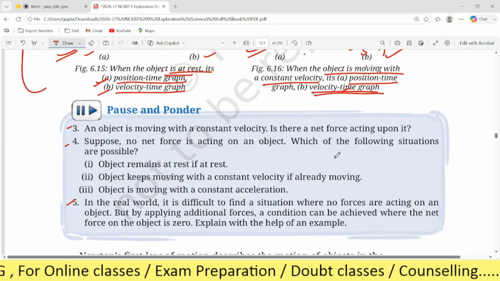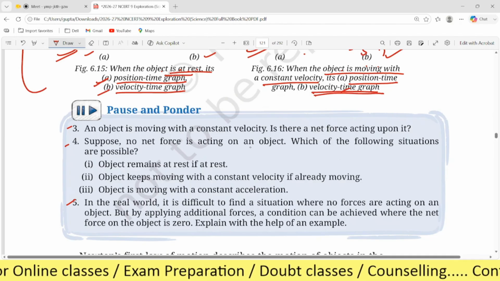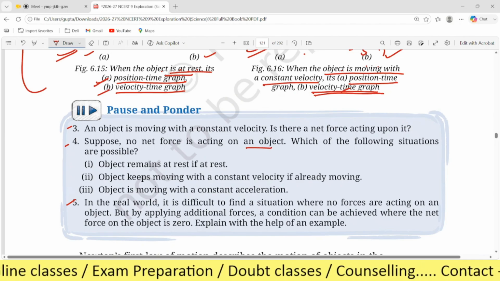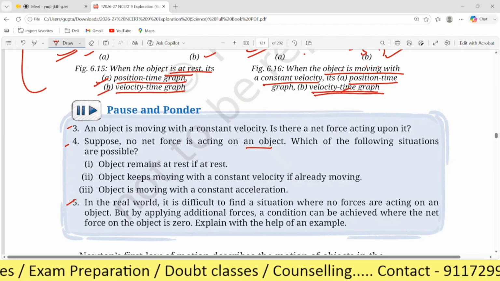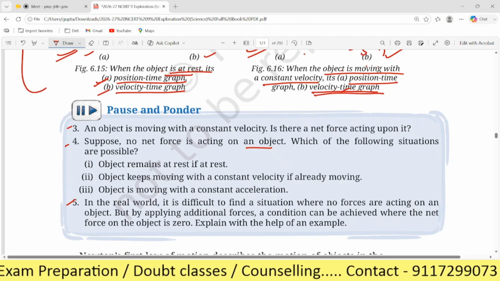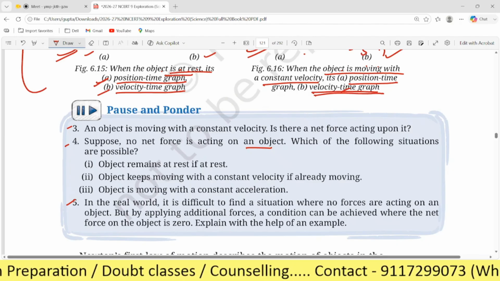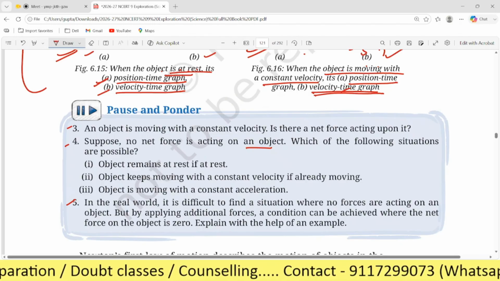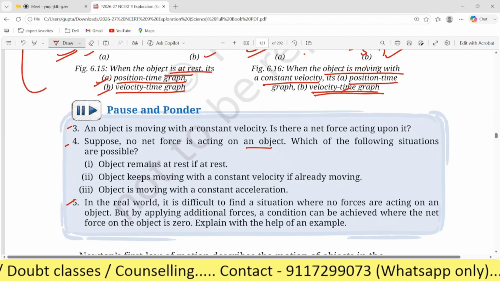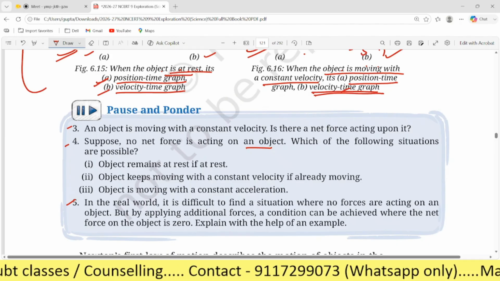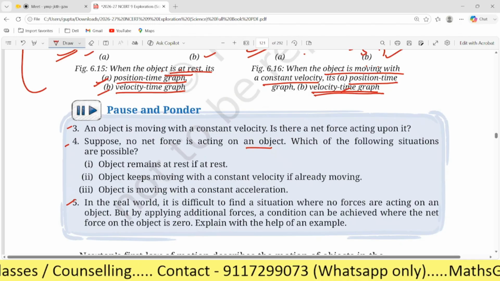Suppose no force is acting on an object. Which of the following situations are possible? The object remains at rest. The object keeps moving with a constant velocity if already moving. Or the object is moving with a constant acceleration.